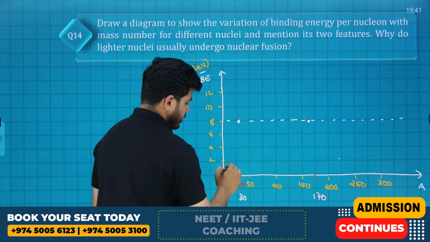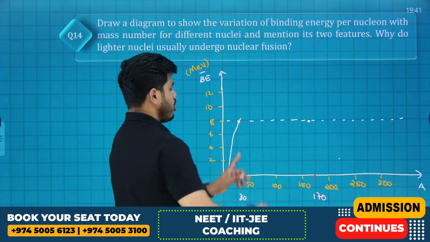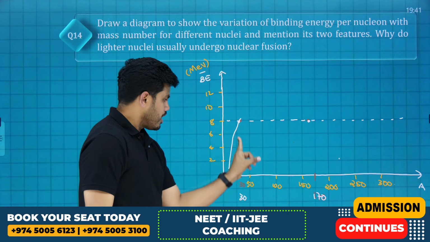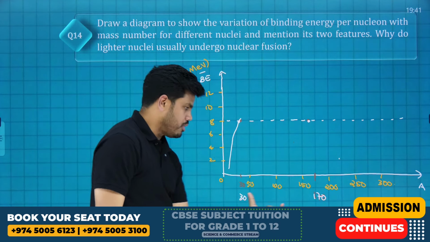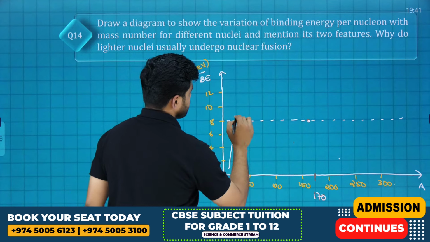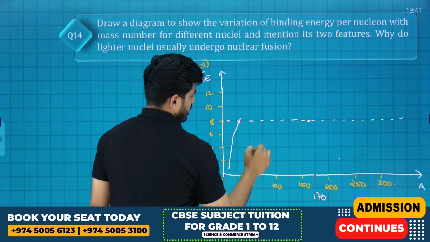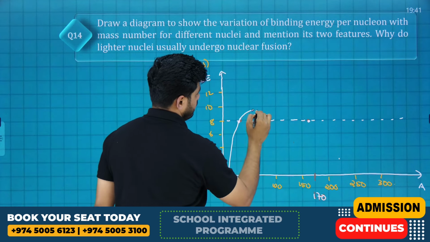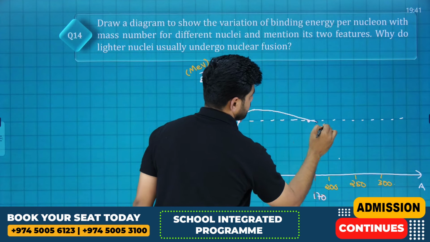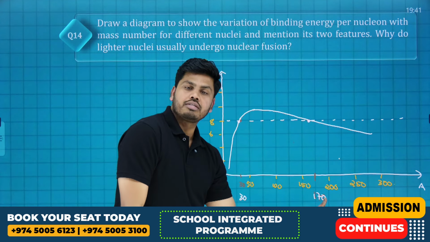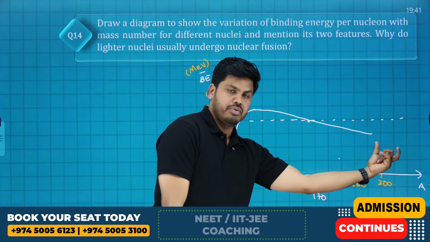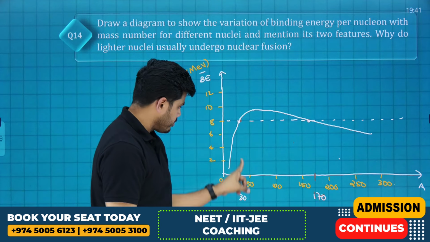And when we start from here, the graph should cross the 8 MeV line around mass number value 30, and it goes up to a maximum value near somewhere here. And then it stays almost constant, and it again comes below that 8 MeV line after 170. Okay, that is why we marked 2 reference points here, right?